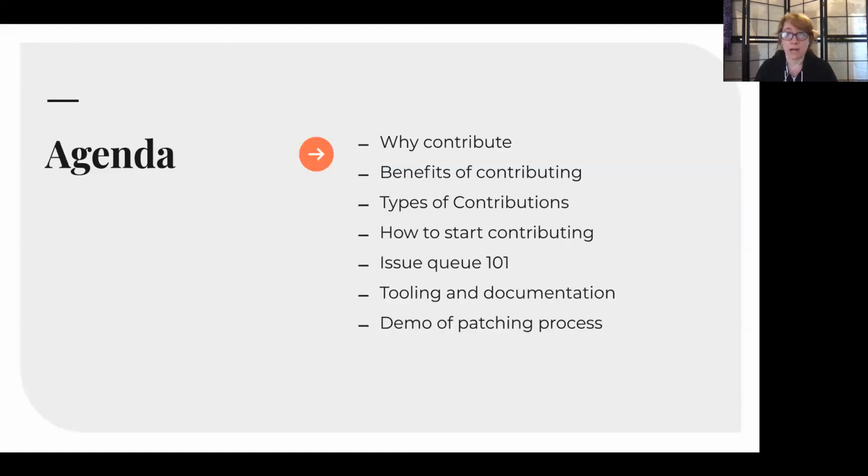So we're going to talk about why we contribute. What are some of the reasons? What are some of the benefits of contributing? Because there's lots of smaller benefits that we don't always think about when we contribute back to open source projects. We'll talk about different types of contributions because that goes along with lowering the barriers to entry. There's not just code contributions. There's documentation. There's all kinds of different things. I'll give some helpful tips and tricks on where to start contributing and how to. And we'll go through the issue queue step by step and do a 101. And we'll talk a little bit about tooling and documentation.